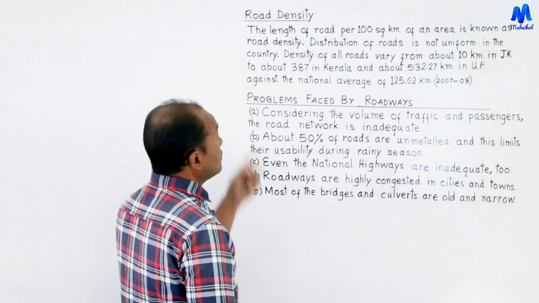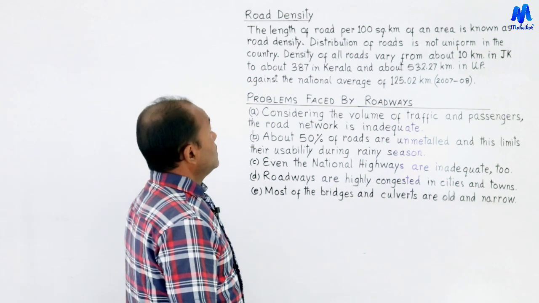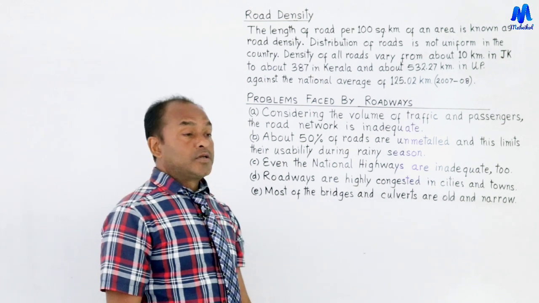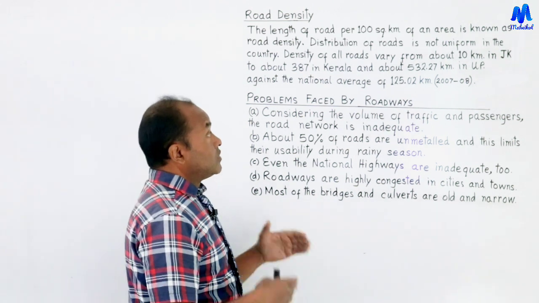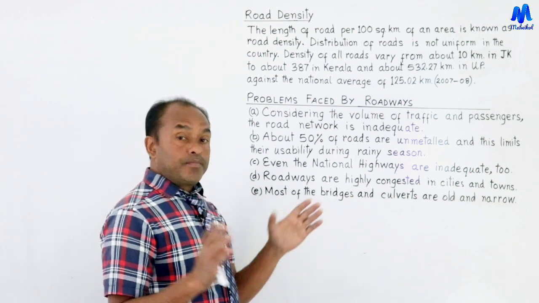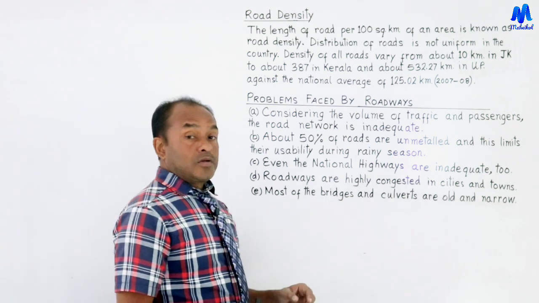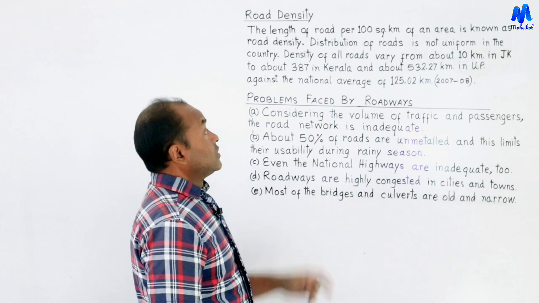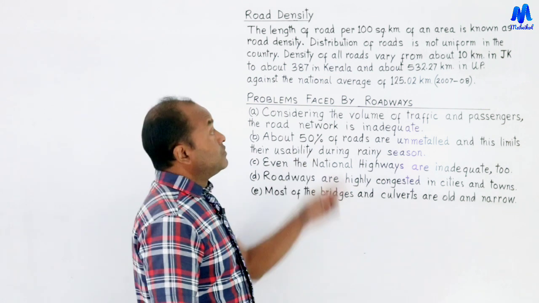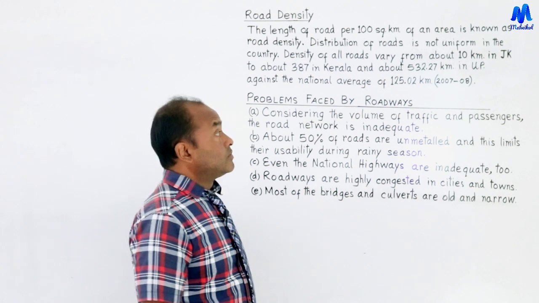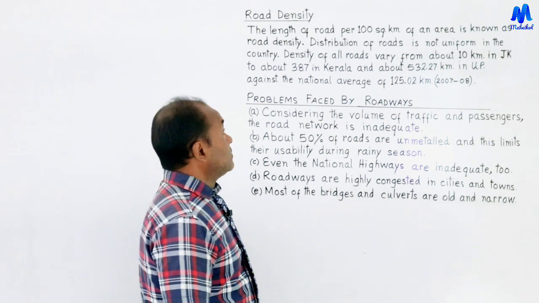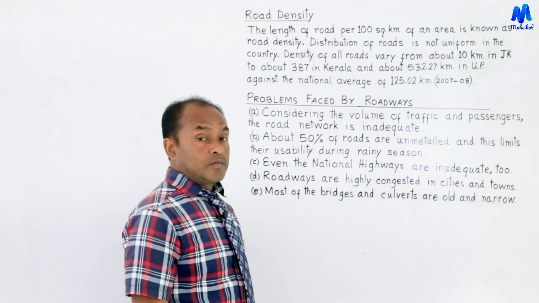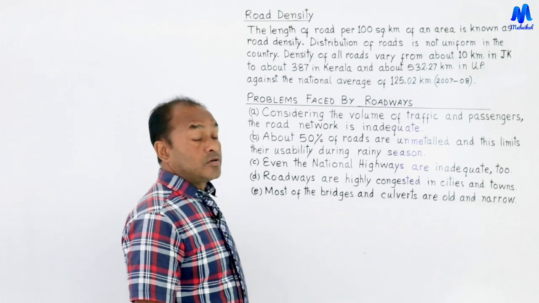Next, it's about road density. The length of roads per 100 square kilometers of an area is known as road density. That means, given an area of 100 square kilometers, how much length of roads is available in that area? That is called road density. In India, the distribution of roads is not uniform. So let's see about it. The density of roads varies from about 10 kilometers in Jammu and Kashmir. It's only 10 kilometers in Jammu and Kashmir.